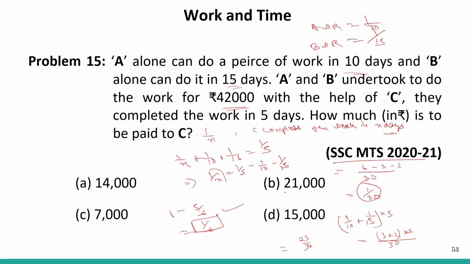Okay, if C's work rate is 1 by 30, so how much work will C complete? As this much amount of work is remaining there, this much has been done by C. So 42,000 by 6 is actually equal to 7,000 rupees. So 7,000 rupees is the correct answer. 14,000, 21,000 and 15,000. These are all wrong answers.